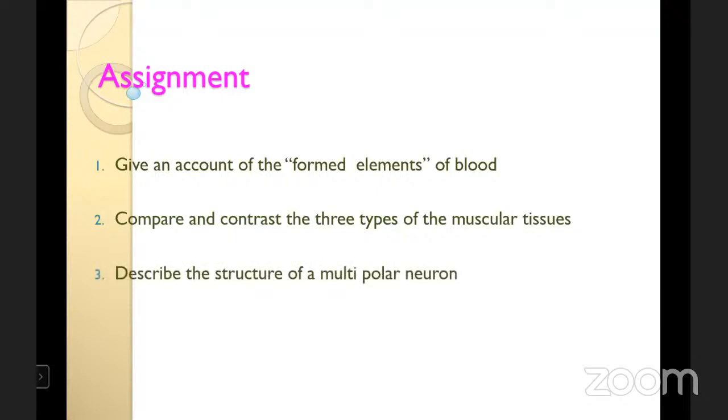Third question: Describe the structure of a multipolar neuron. Thank you.